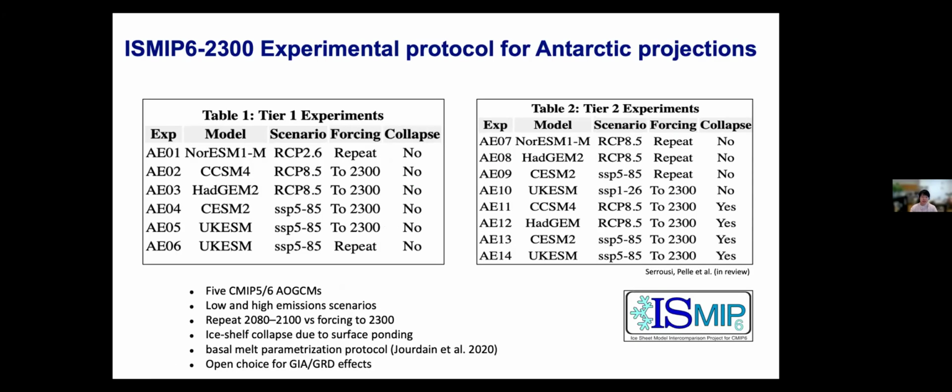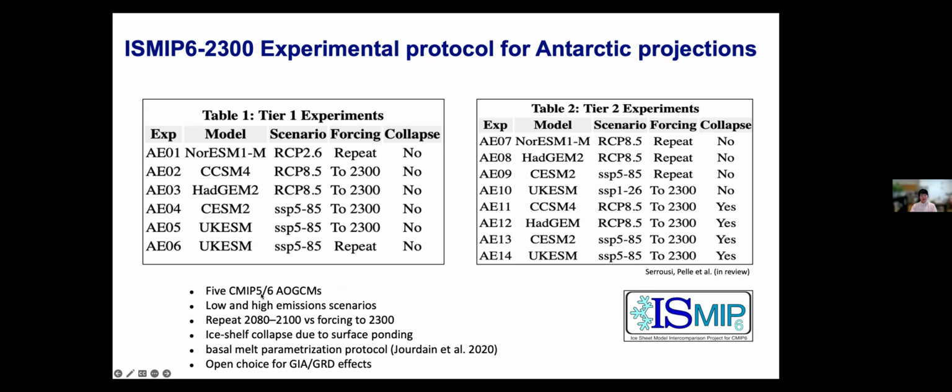And the ISMIP6 experimental protocol was announced about 2 years ago, and Hélène Seroussi et al. submitted the paper last year, and it's currently in review. And this is just to show what the experiments look like. There are tier one experiments that every participating modeler had to do, and tier two is optional.